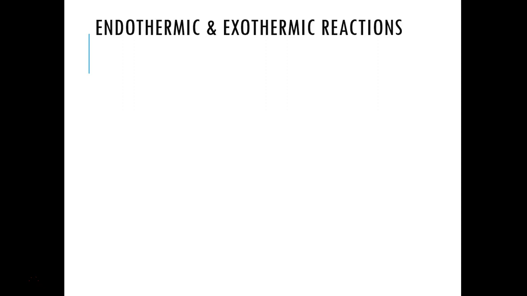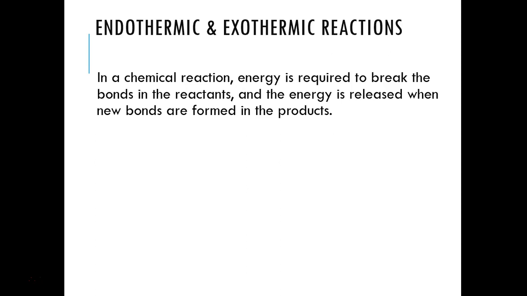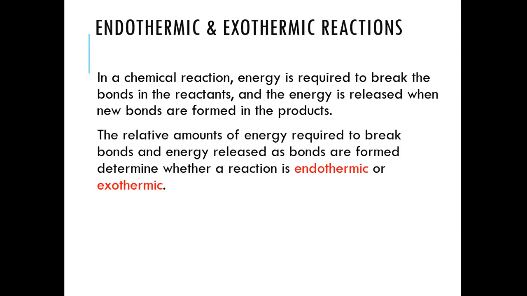Let's talk about endothermic and exothermic reactions. We just talked about how the sign of the enthalpy of the combustion of octane was negative. That meant it was exothermic, giving off heat. So in a chemical reaction, energy is required to break bonds in the reactants, and energy is released when new bonds are formed. Depending on the amount of energy required to break the bonds involved and the amount released when the bonds are formed, there will be either a net positive change or a negative change. So we're just comparing the relative amounts of energy involved.